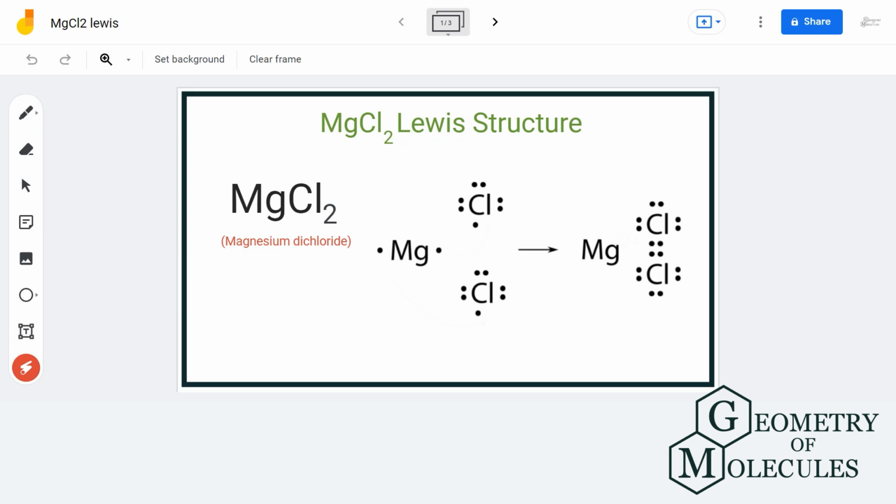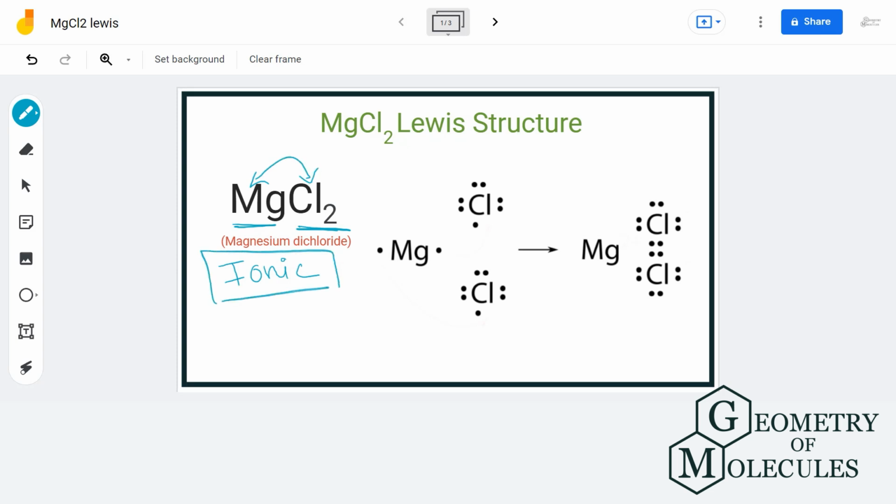In this video, we'll discuss the Lewis structure of MgCl2. It's a chemical formula of magnesium chloride. Now, unlike other molecules and compounds, this molecule is an ionic compound. These compounds are made up of metals and non-metals, and as the nature of bond formed between these two moieties is ionic, these are known as ionic compounds.